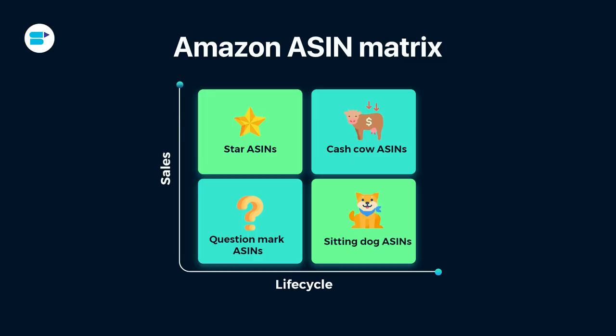Fourth is sitting dog ASINs. Now, sitting dog ASINs are products that have been around on Amazon for a while, but aren't selling very well. Even though they have been there for some time, their sales are still low, so they need some extra attention.